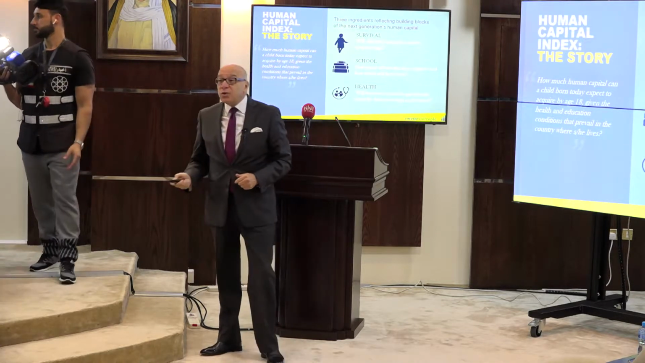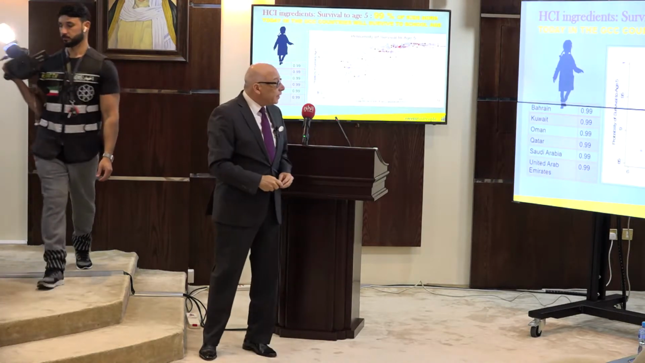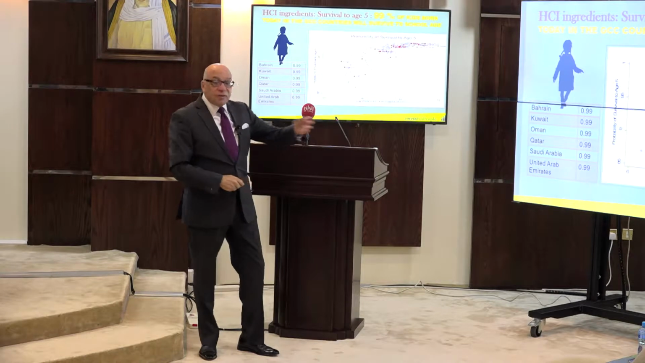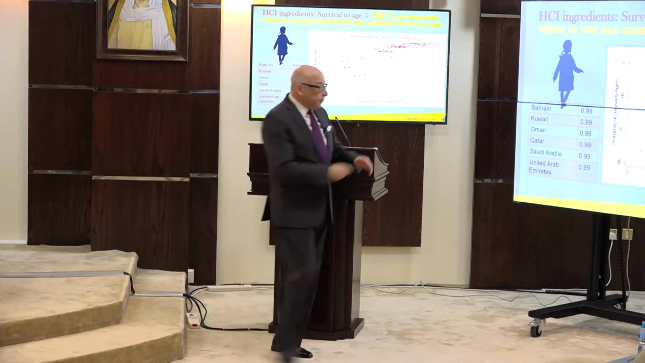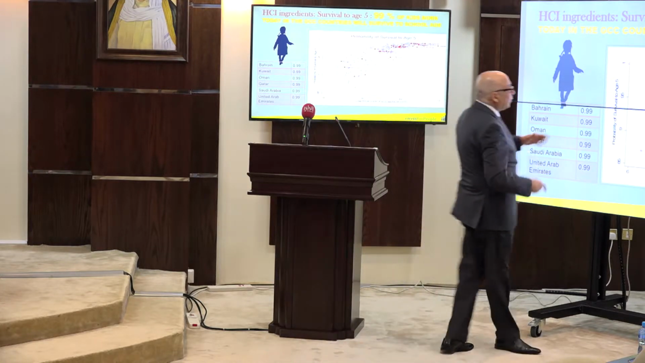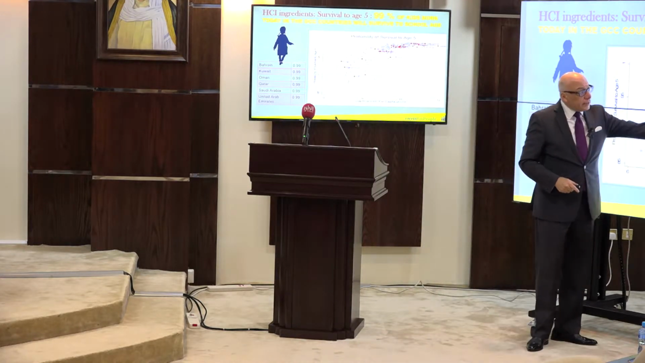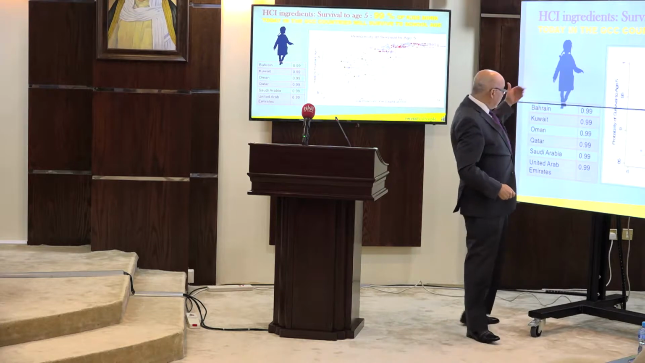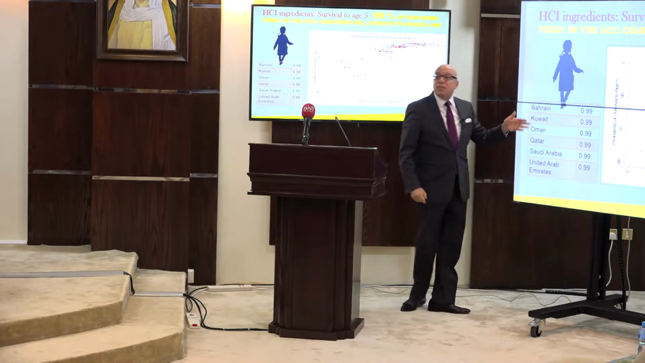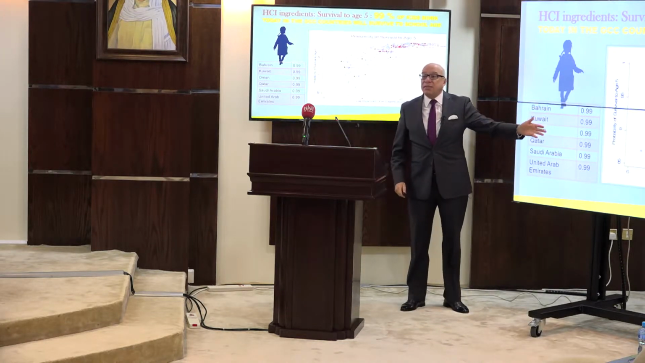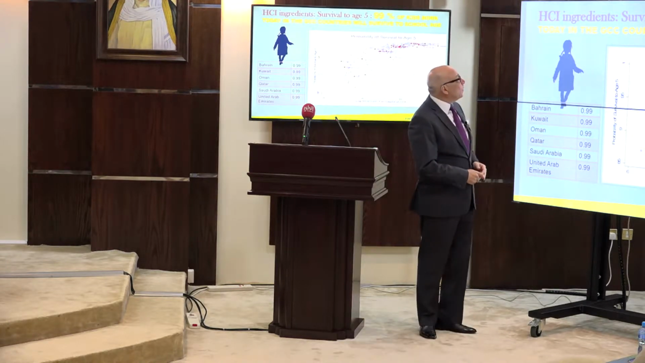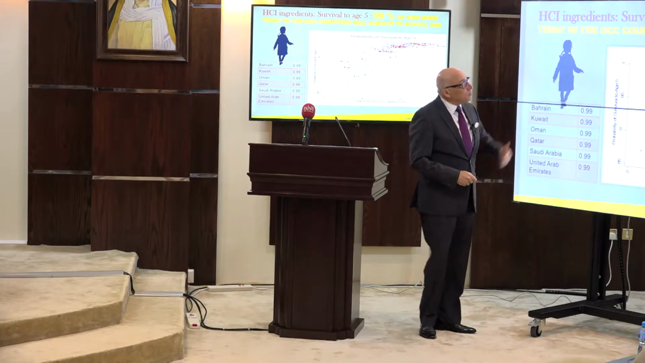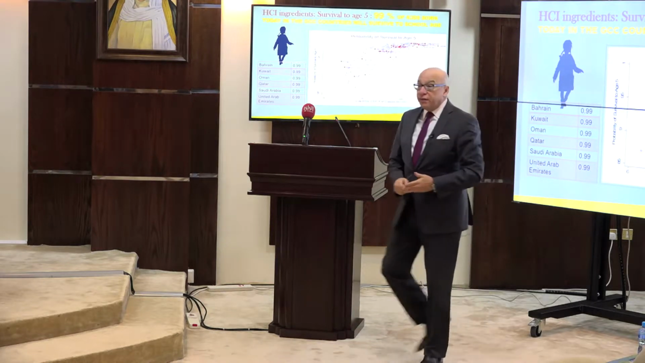Now, let's look at the ingredients of this index. First, survival to age 5. As you can see, this is sort of a scatter plot of all the countries. And for the GCC countries, as you can see, it's 99%. So basically, countries are doing very well in the GCC in terms of survival, child survival.